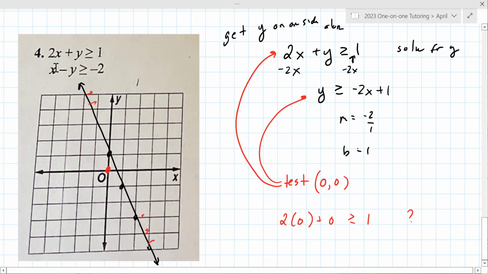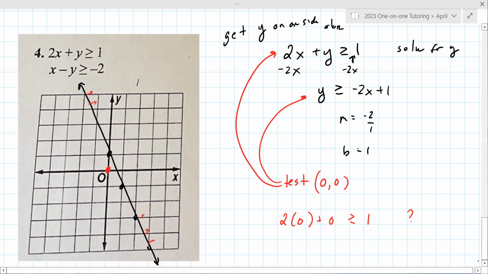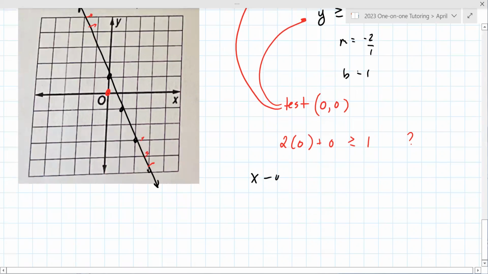Now for the second one here, this one's pretty tough because it's got some things that we don't like. I'm going to first solve for y. And I'm going to do the intercept approach as well. When you solve for y, you first subtract x from both sides. Minus y greater than or equal to minus x minus 2. And this is a problem because we're not done yet. Y is not by itself. It's got this negative out in front. It has to be completely alone. So you're going to divide everything by -1.